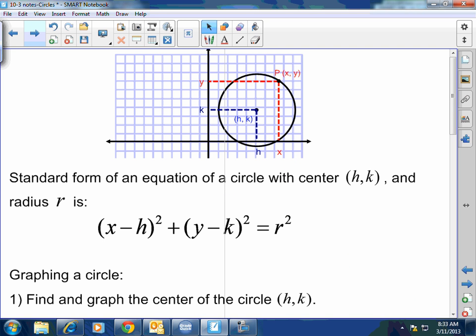Okay, now, when we talk about a circle, we're going to be talking about a circle in what's called standard form. In fact, we're going to be writing the standard form of all of the conic sections: circles, parabolas, ellipses, and hyperbolas. I just wanted to show you where these values are coming from and how you can assign them in your head. The standard form of an equation of a circle with center (h, k) and radius r is (x minus h) squared plus (y minus k) squared equals r squared.